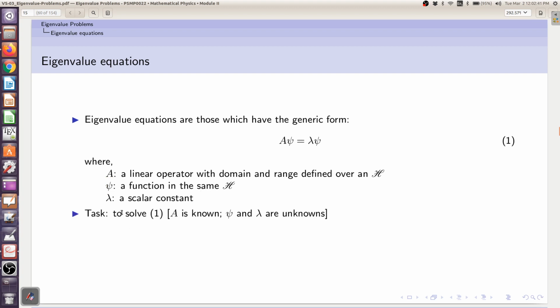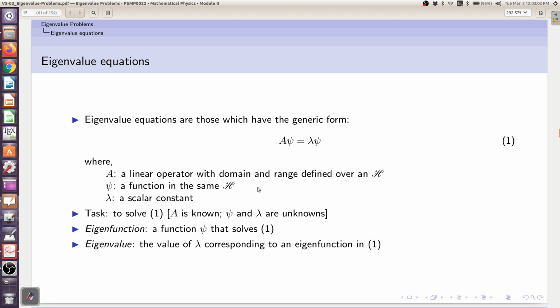So what is the task here? The task is I want to solve equation number 1. And in equation number 1, there are some knowns and there are unknowns. This is what is known to us: the operator is known to us. And these two are unknown to us. The vector is unknown to us as well as the scalar is unknown to us. So we want to solve this equation number 1 and find out what these unknowns are. Here, this psi is known as an eigenfunction, a function which solves this equation number 1. And lambda is known as the eigenvalue which corresponds to the eigenfunction.